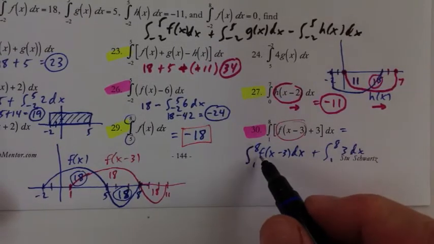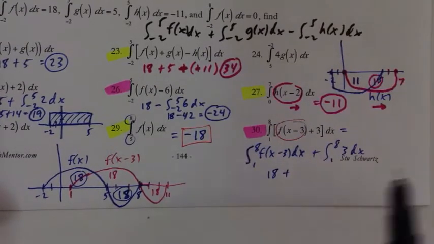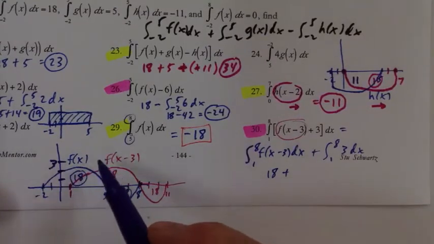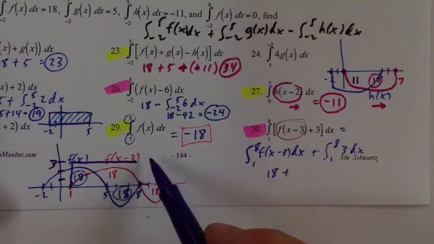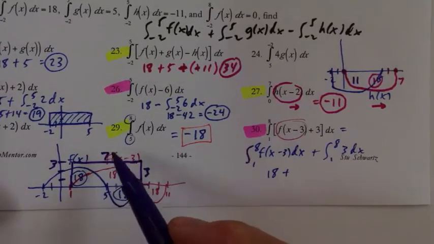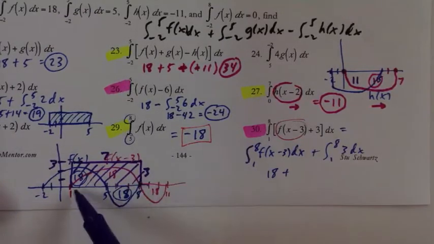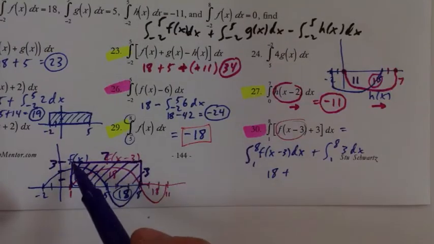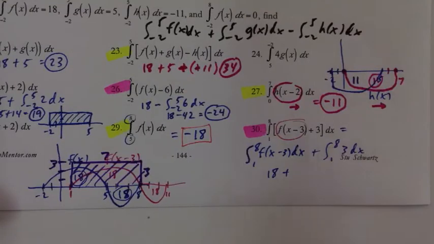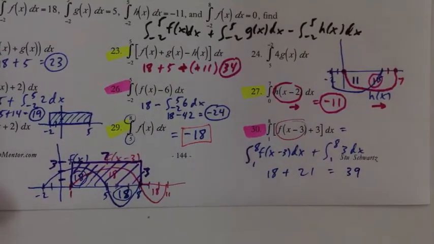So f of x minus 3, we know, again, that's 18 plus, and if you want to build that function, from 1 to 8, we can see that it's 3 units high, and 1 to 8 is 7 units long. So this interval here, from 1 to 8, is 7 units long, and the rectangle is 3 units high, so 7 times 3 is 21. So 18 and 21 make 39.